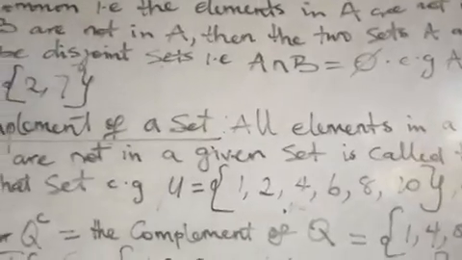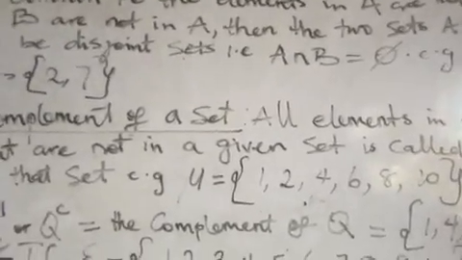You have them to be a disjoint set. You can see 1, 4 and 5, and this is 2 and 7. There is nothing in B that is in A, and nothing in A that is in B. So they are disjoint sets.